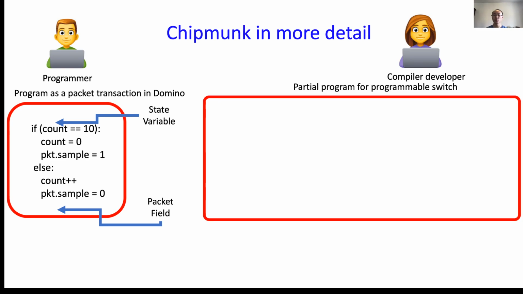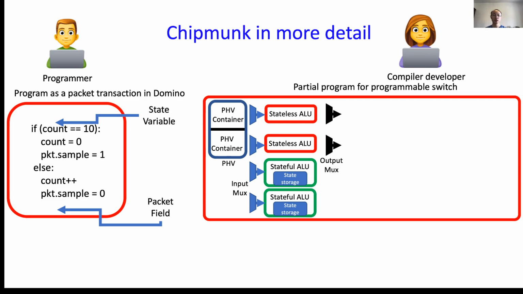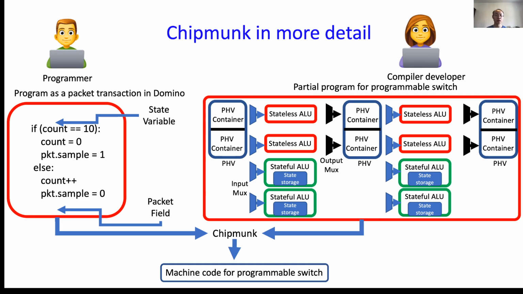The compiler developer will write a partial program for programmable switches. A stateless ALU is used to modify the packet header, and a stateful ALU is used to modify both persistent switch state and packet headers. The packet header vector is regarded as a container for all packet headers. The input muxes will determine which packet headers are used as the input for any ALU, and the output muxes will decide which output will be passed to the next stage. The structure is similar across stages. When we have both the program and the partial program in hand, we feed them into Chipmunk to output the machine code for programmable switches.